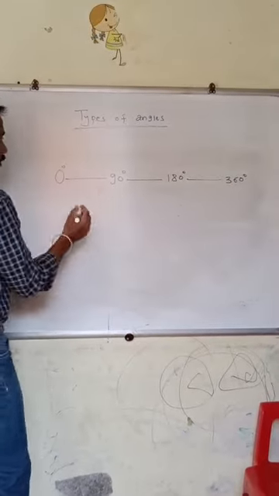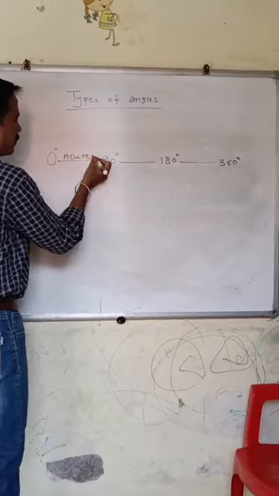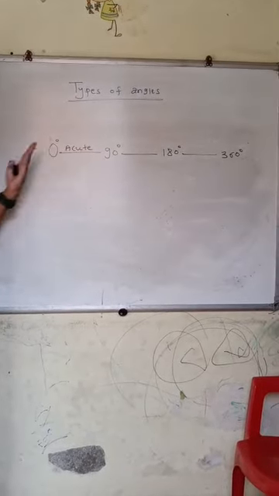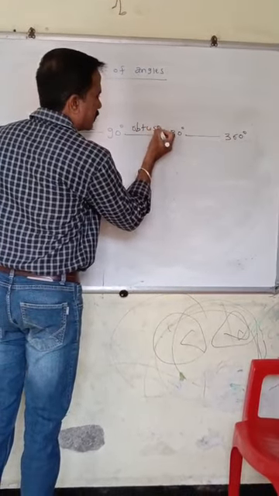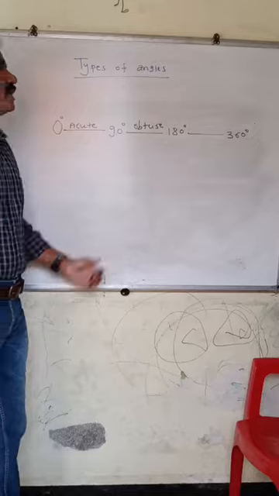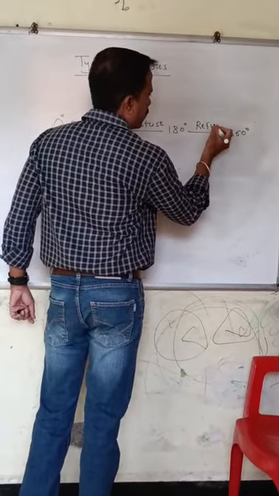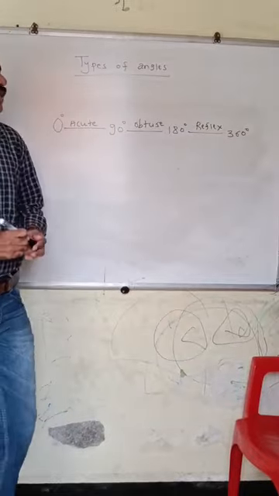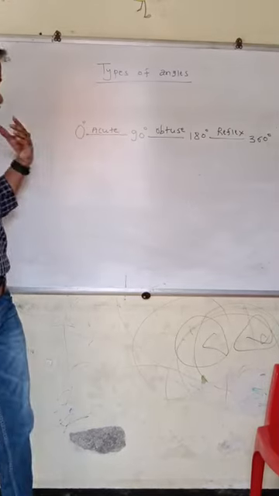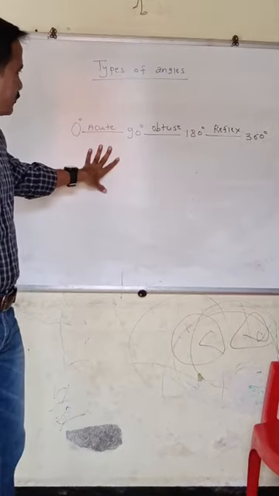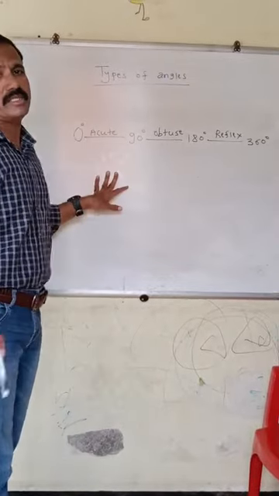Now between 0 and 90 there are acute angles: greater than 0, less than 90. Between 90 and 180, obtuse angles: greater than 90, less than 180. And between 180 and 360 there are reflex angles whose measure is greater than 180 but less than 360. And as far as I am concerned, you will not face any problem regarding types of angles in the future.